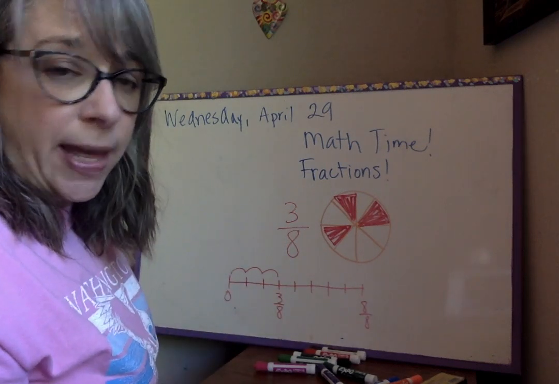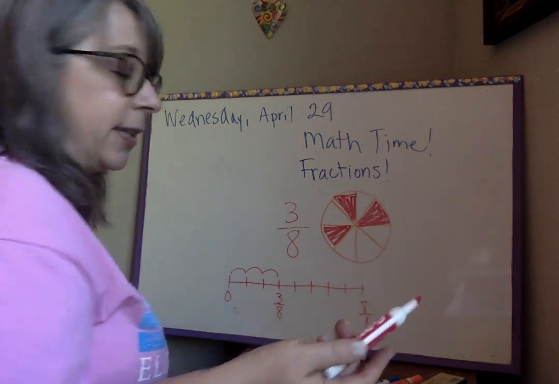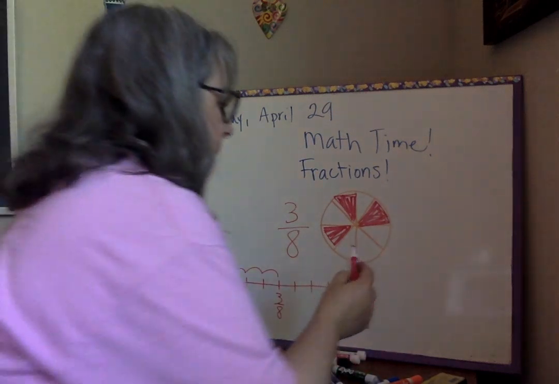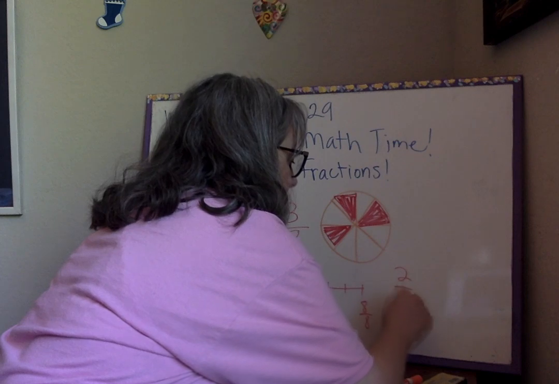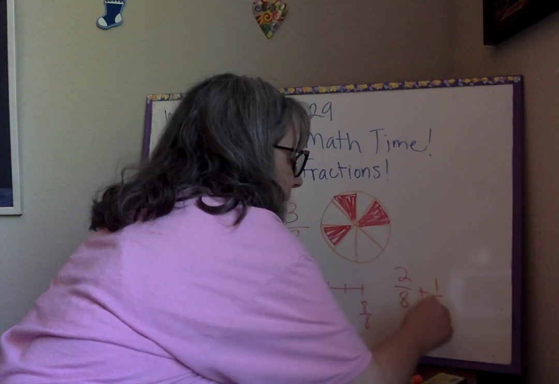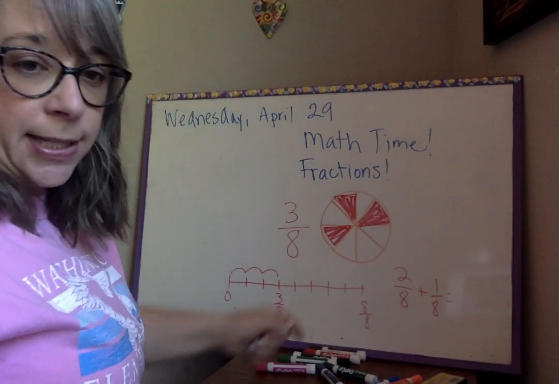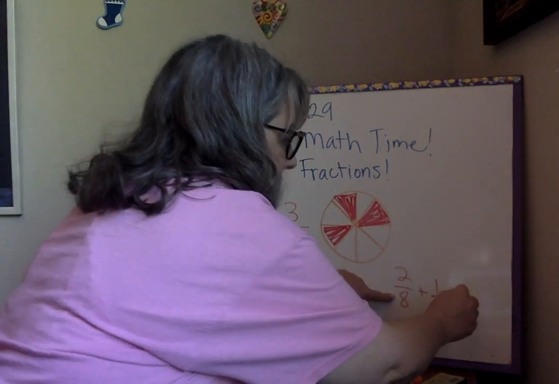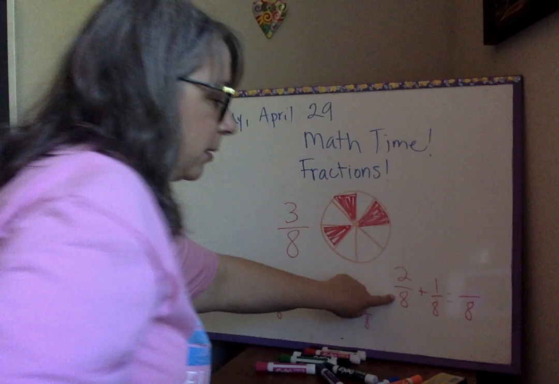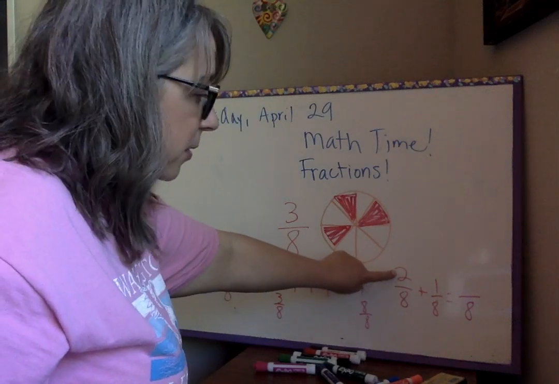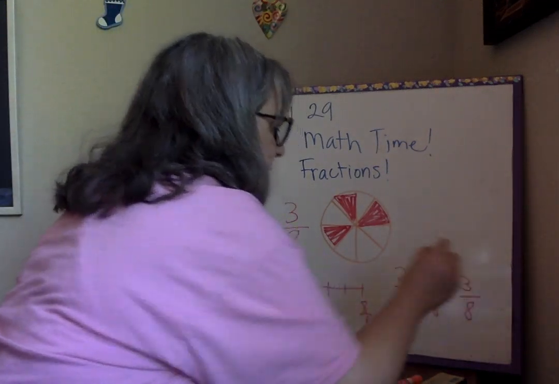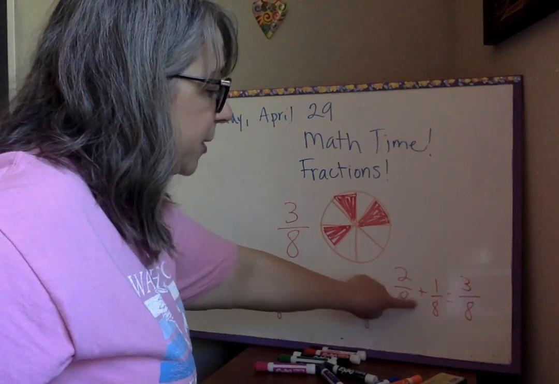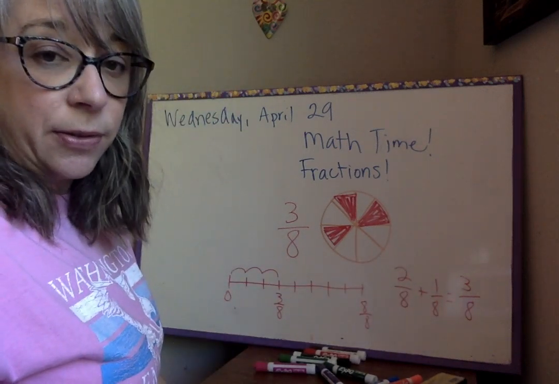And how can we do that? How can we represent 3/8? We can say 2/8 plus 1/8. And since our denominator is the same, our denominator is going to be the same. So that will be 8. And now we're just going to add the top. 2, 3. 3/8. So 2/8 plus 1/8 equals 3/8.